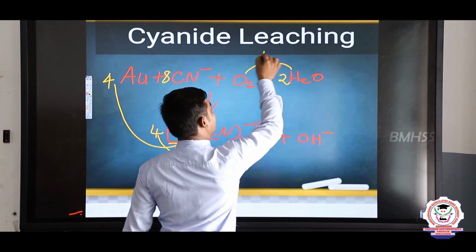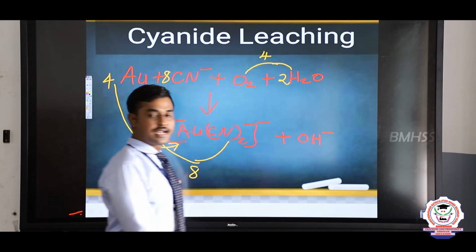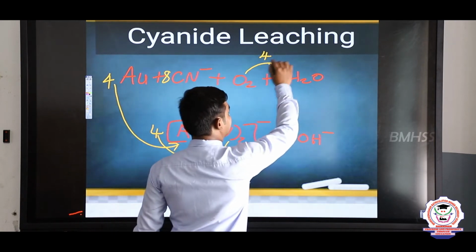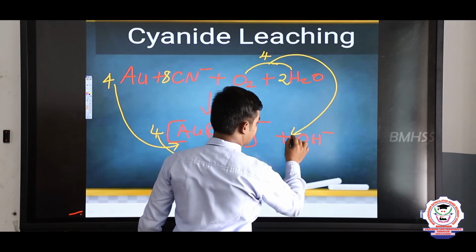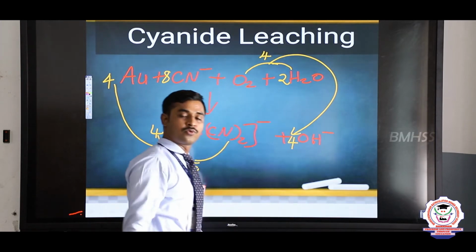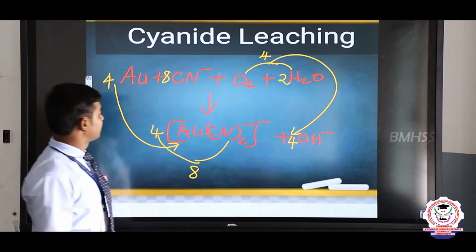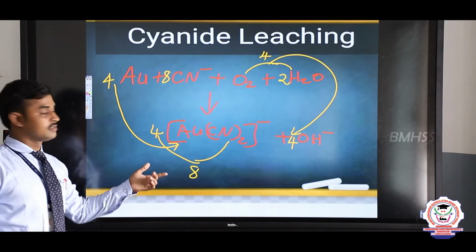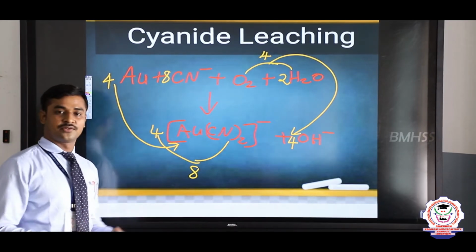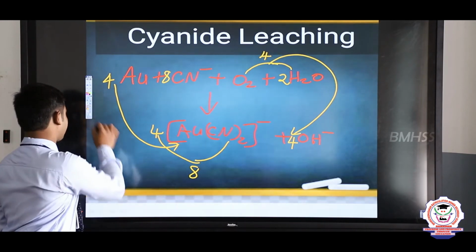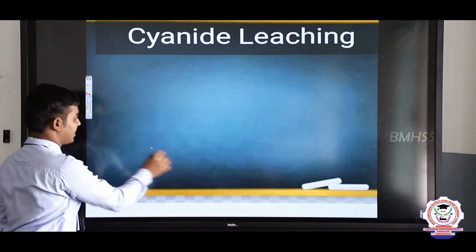Why? Because the number of oxygen and hydrogen will be 4. So on the left side the number of oxygen and hydrogen is 4, and on the right side we get 4 OH minus ions as the removed products. So finally the auric cyanide is obtained. From the auric cyanide we need to get the gold metal only. How can we get the metal?